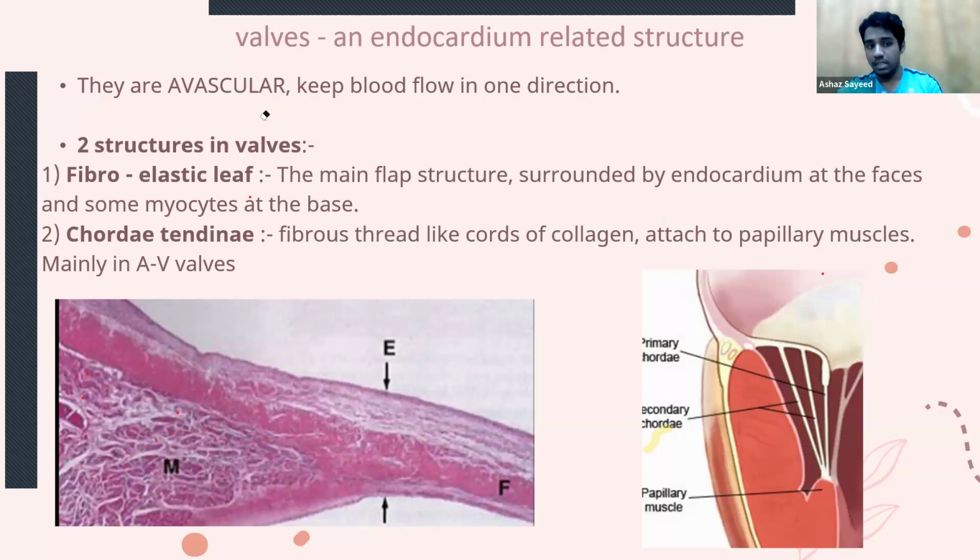Avascular, fibroelastic leaf, chordae tendineae. These three things are involved. Remember them.